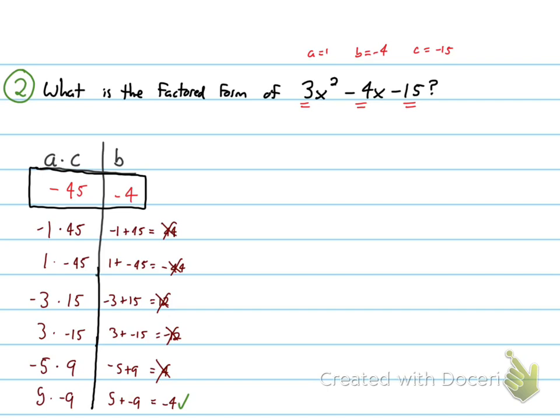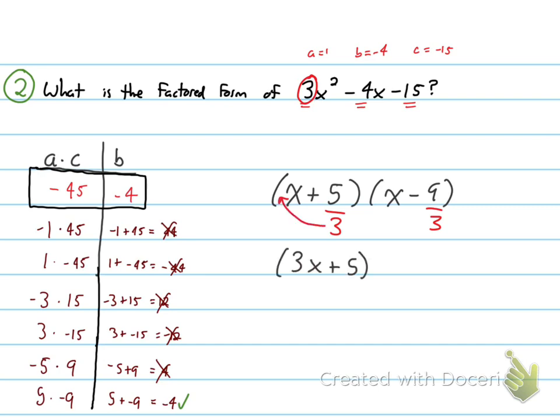So after going through all those factors, I finally found them. So I'm going to write x plus 5 times x minus 9. But again, I'm not going to forget my last step. I'm going to divide both things by 3. 5 over 3 does not simplify to a whole number, so I'm going to change that to 3x plus 5. And 9 divided by 3 simplifies to 3. So my final answer would be 3x plus 5 times x minus 3.